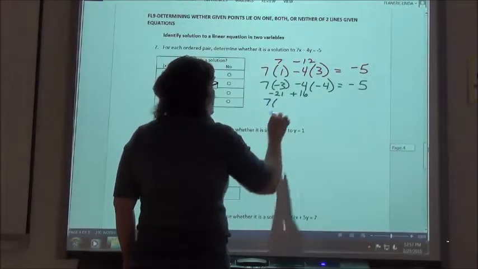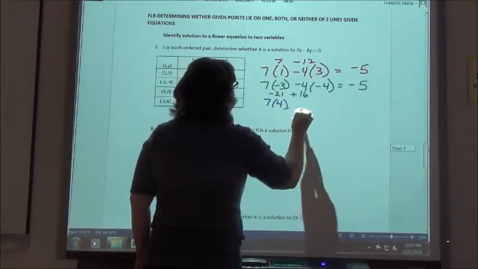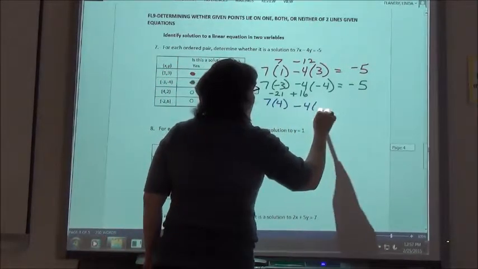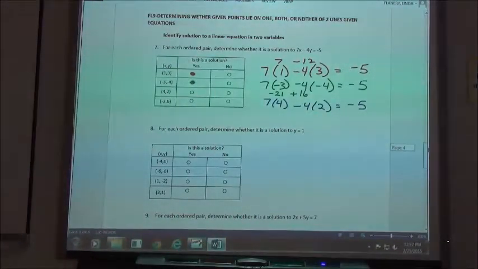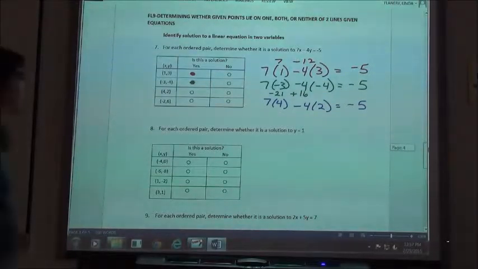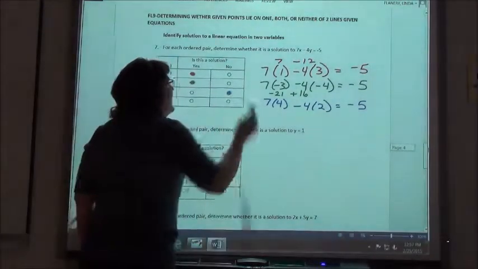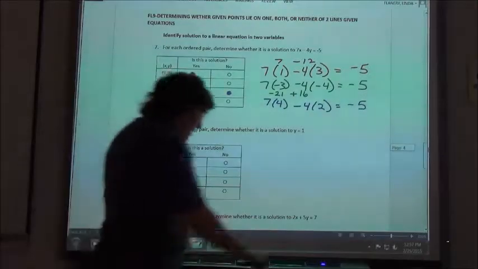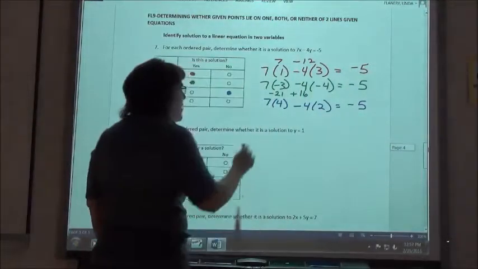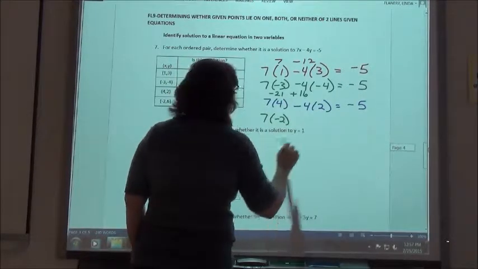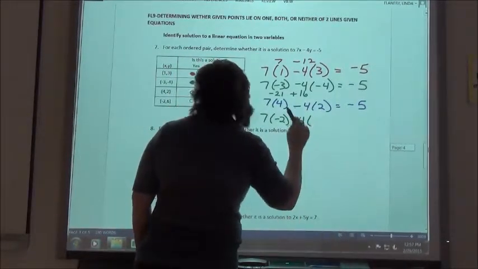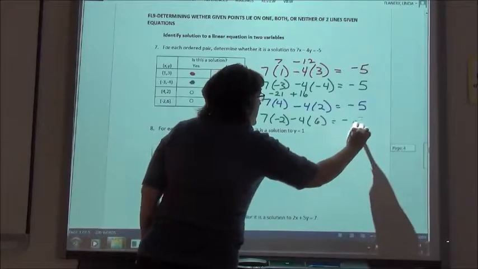7 times the x value of 4 minus 4 times the y value of 2. Do we get an answer of negative 5? No. 28 minus 8 isn't negative 5, right? It's only 20. And then we have to do the fourth one. So 7 times our x value of negative 2 minus 4 times our y value of 6.